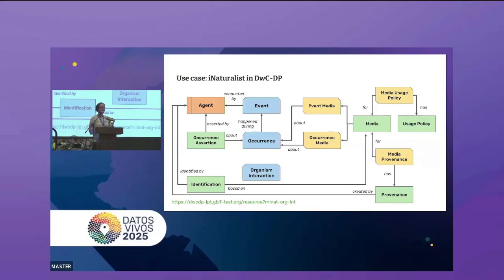And like I said, we've also got these interactions sometimes. So now that comes in, and when we add the additional tables, arrows and boxes to that, we've got media that is about this organism interaction, and the organism interaction is happening with or by an occurrence. I know that's a lot to take in.